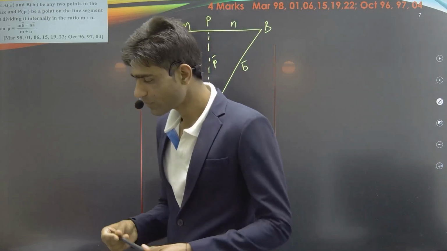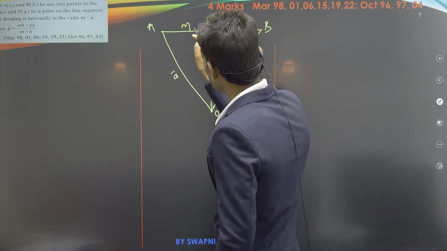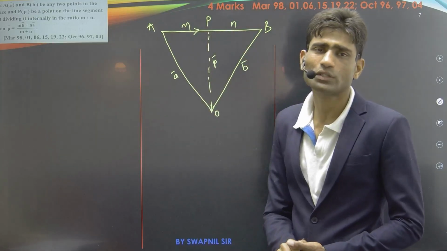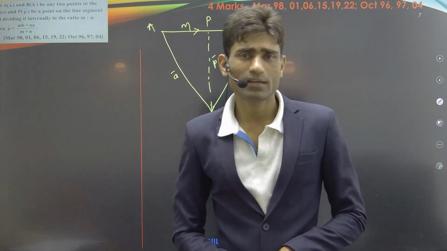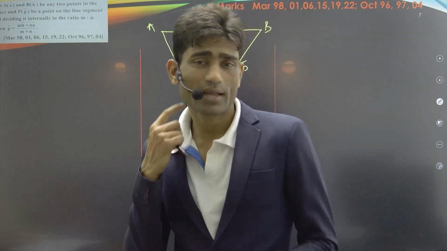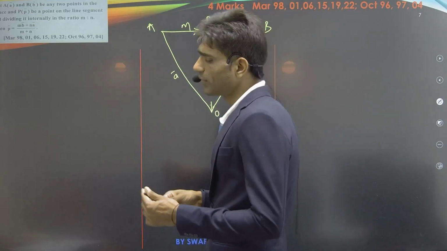So what we do here, this line segment goes in this direction. You need to know the direction because we are going to apply vector addition for a triangle. We are going to apply that here for finding the proof of our theorem.